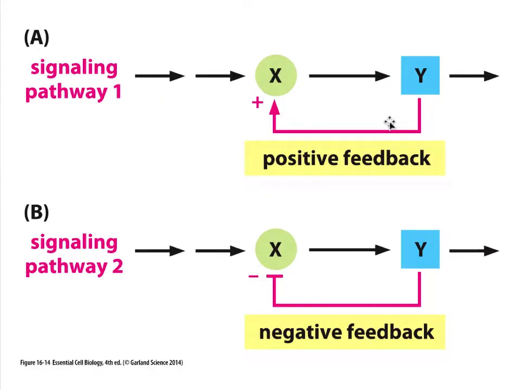Recall that signal pathways can have a feedback mechanism where the presence of something further downstream can come back and have an effect on something upstream.